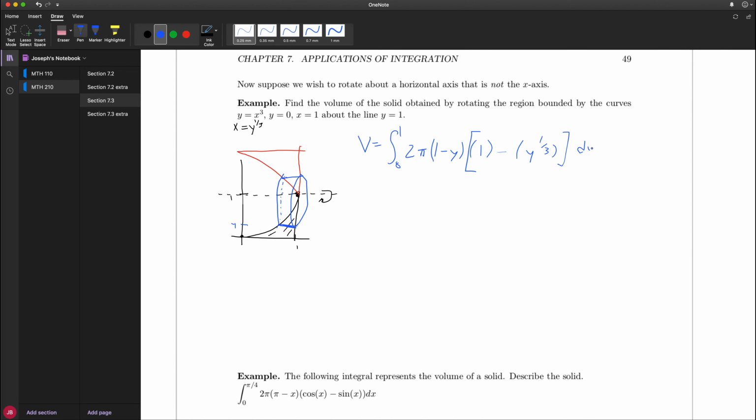All right, so now it's a matter of just expanding this out and then integrating from there. So this is the integral from 0 to 1. Again, those are the y bounds of the region. 2 pi, parentheses, we get 1 minus y to the 1/3 minus y plus y to the, it looks like 4/3 power.